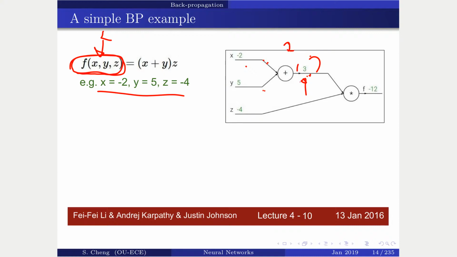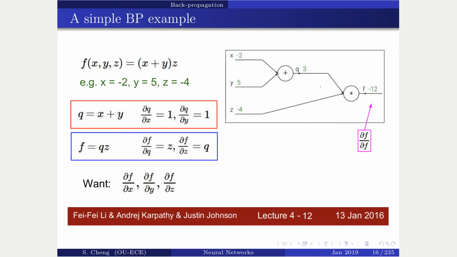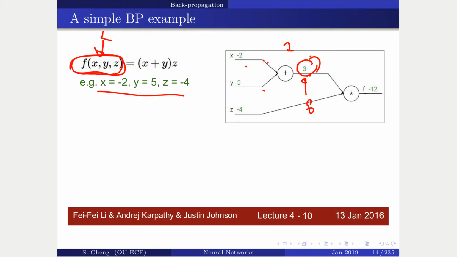Because, let me give this a name. Let's call this Q. Then Q is equal to X plus Y, and partial Q, partial X is just equal to 1. It doesn't depend on the input X and Y. Also, partial Q with respect to Y is 1. In practice, you will store these somewhere when you compute them.